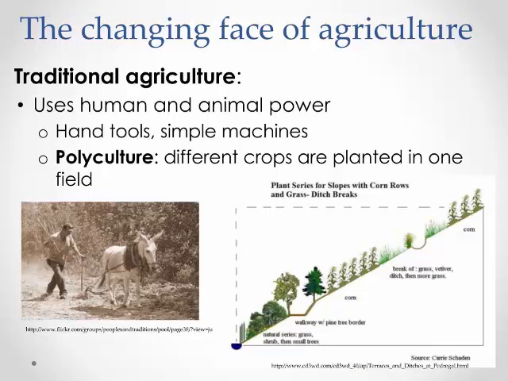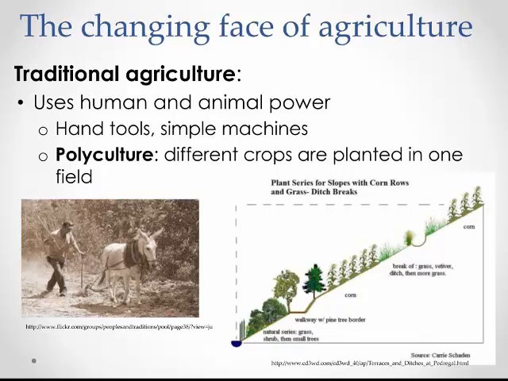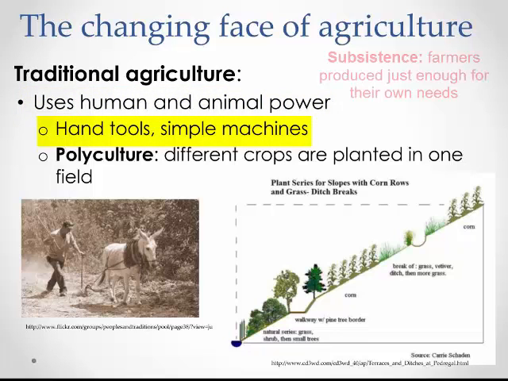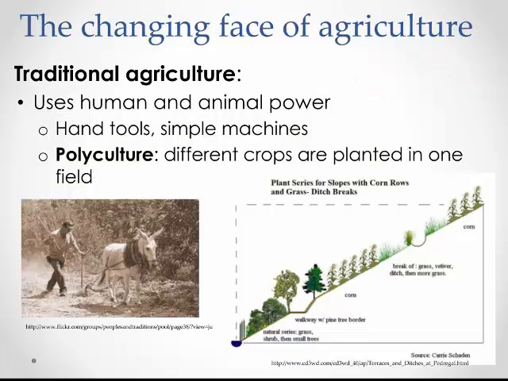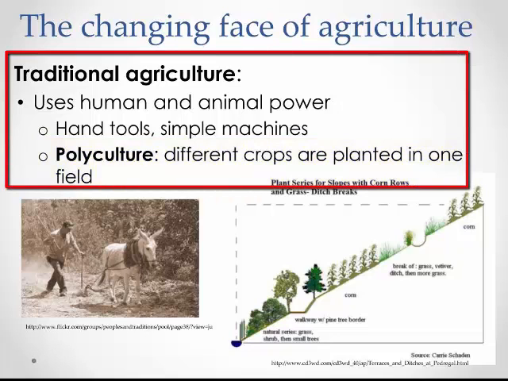Agriculture, or the practice of raising crops and livestock for human use and consumption, began around 10,000 years ago. Up until the Industrial Revolution in the mid-1700s, agriculture was accomplished through human and animal power. Tools and machines were very simple, and most agriculture was subsistence, meaning farmers produced just enough for their own needs. Agriculture at this time was also polyculture, which means that farmers planted a variety of crops in one field. This type of agriculture is referred to as traditional agriculture.